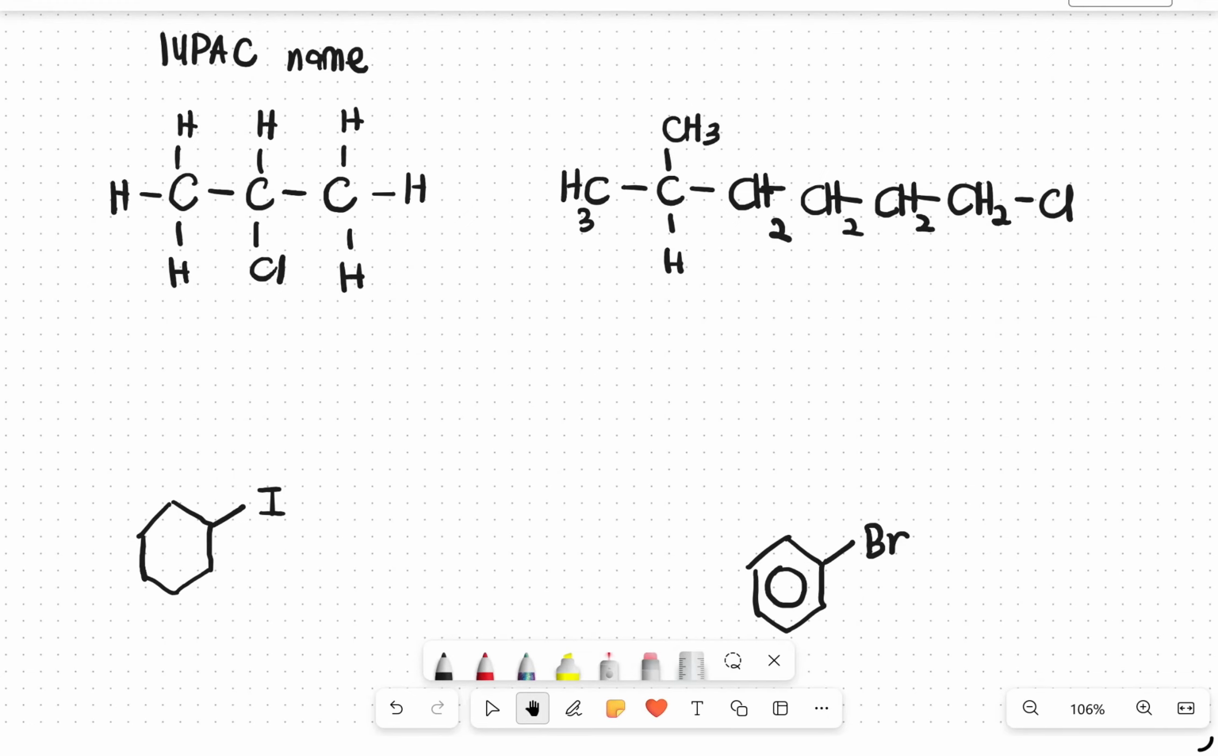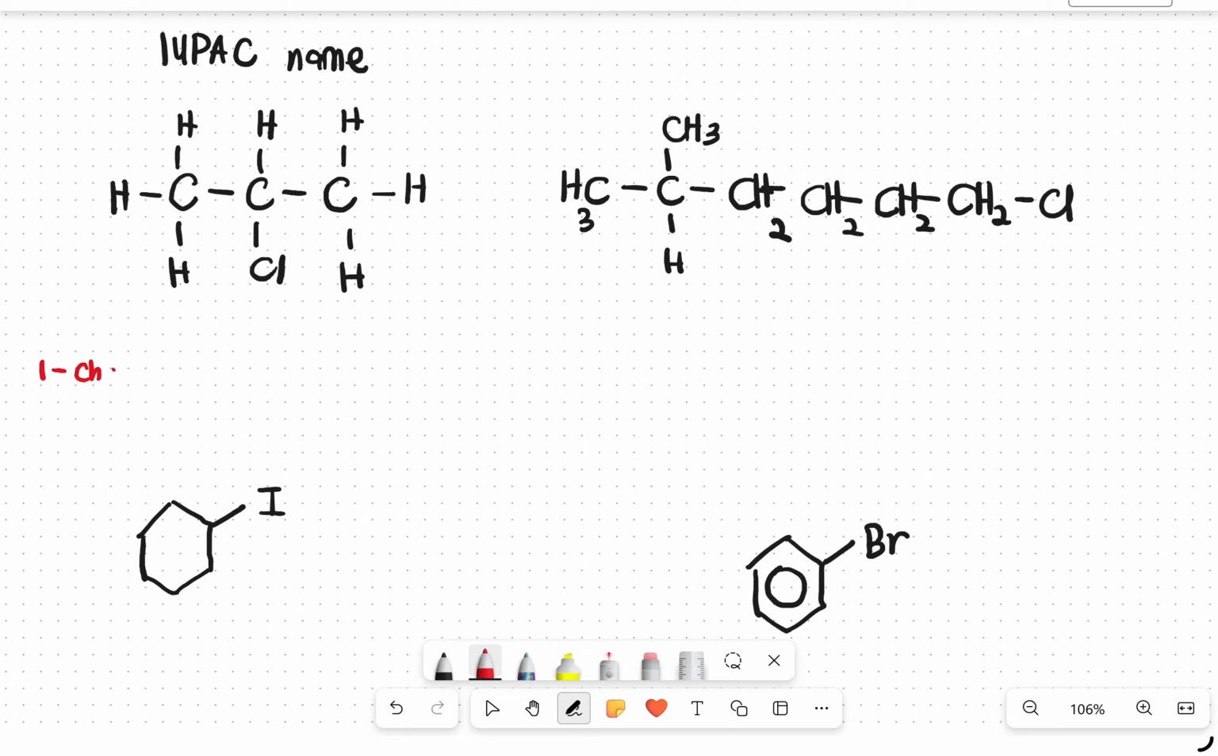Okay, so for the IUPAC name, the first rule is that we choose the longest continuous carbon chain. So we look at the first structure. We choose the longest continuous carbon chain. And then the second rule is that, okay, so we look at here.